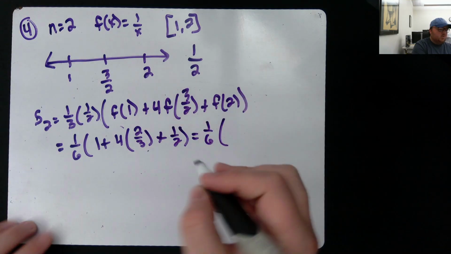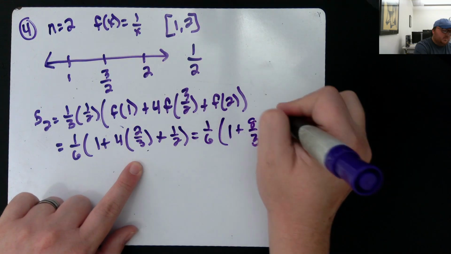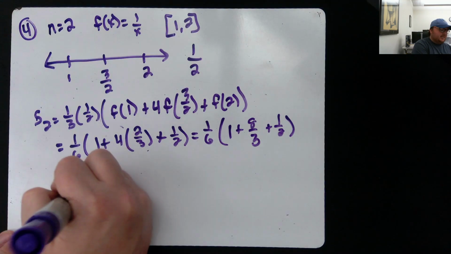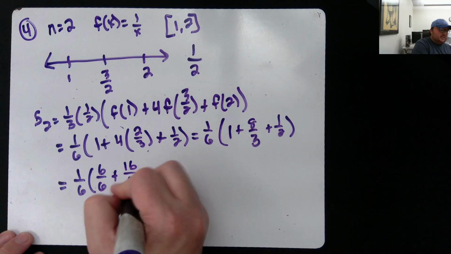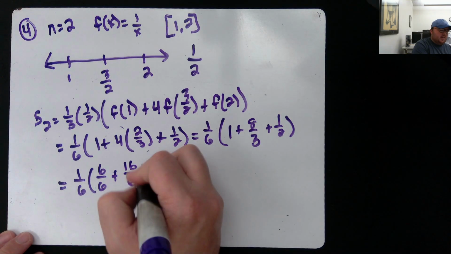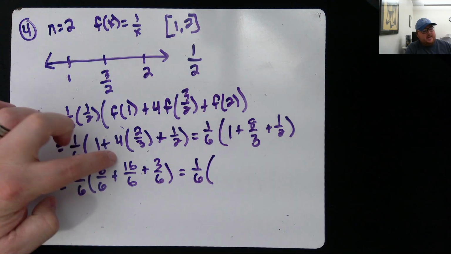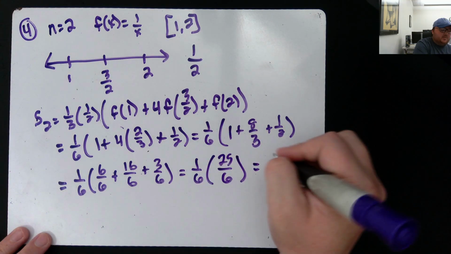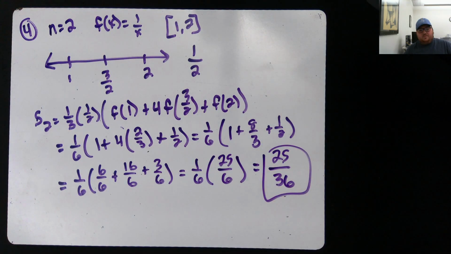Let's keep working this out. 1 is just 1. 4 times 2/3 is 8/3, plus 1/2. Common denominator there is a 6. So that would give me 6 over 6. Need to times this by 2. 16 over 6. Need to times this by 3. 3 over 6. 6 plus 16 is 22. 22 plus 3 is 25. And 1/6 times 25/6 is 25 over 36. Once again, if that doesn't make sense, please let me know.